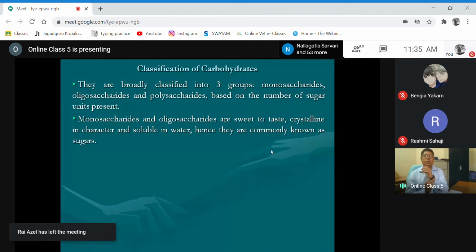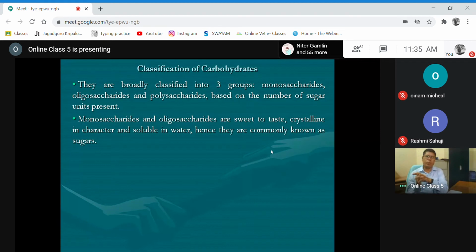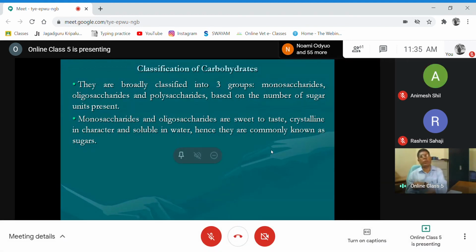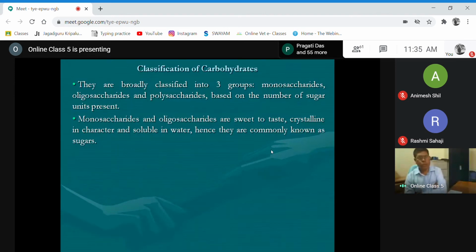Lastly, it is the polysaccharide. Poly means many. So if the number of monomeric units is more than 9, up to 9 we have defined it as oligosaccharide, and if it is more than that, it will come in the polysaccharides. And generally, the number of monomeric units present in polysaccharides is in the thousands. A very large number of monosaccharide units are present in the polysaccharides.